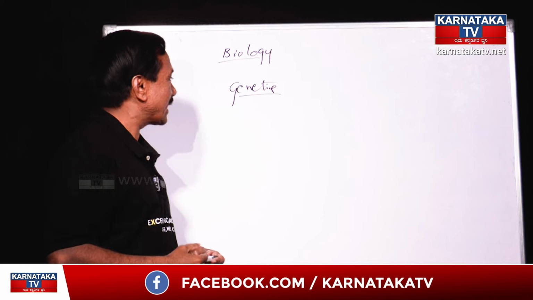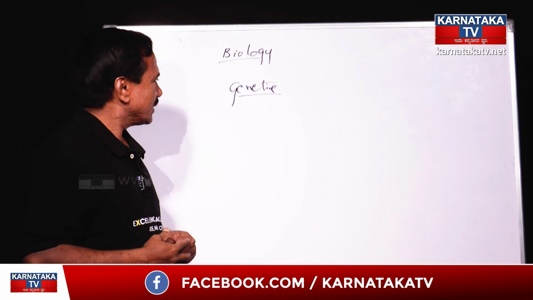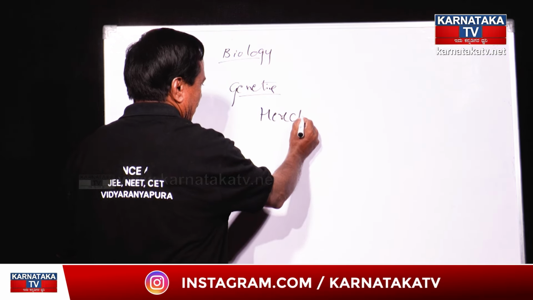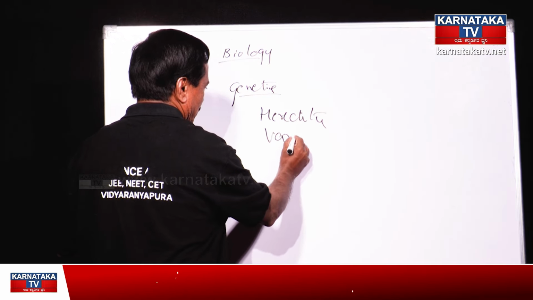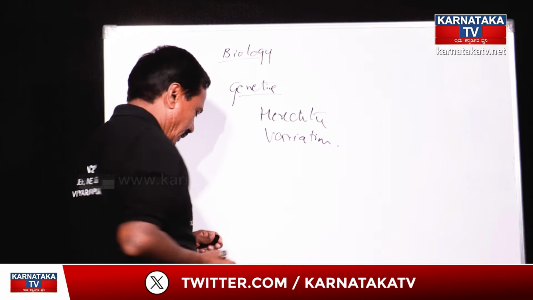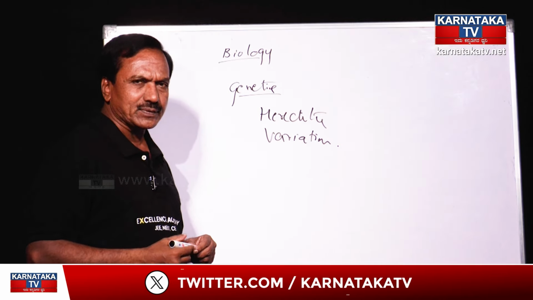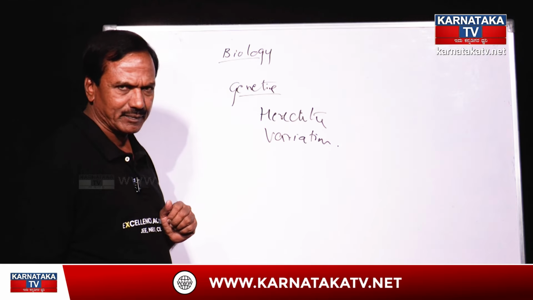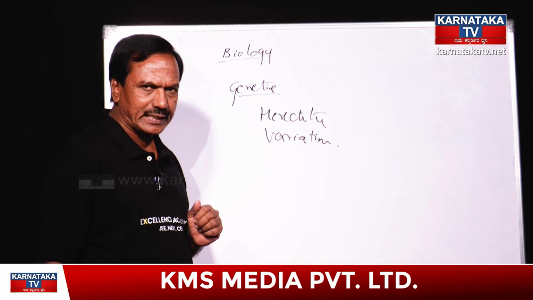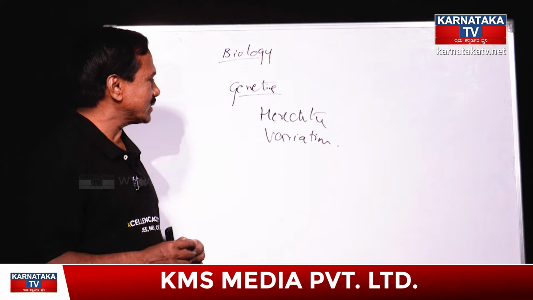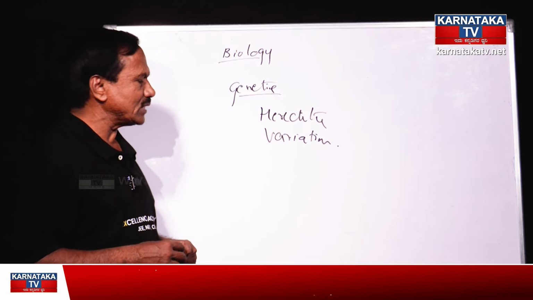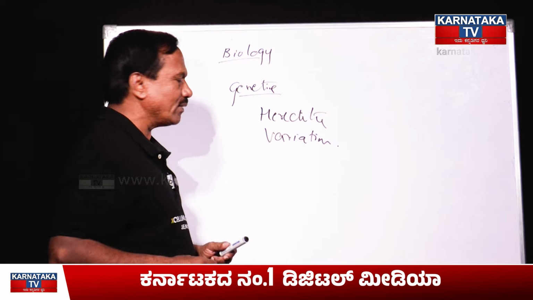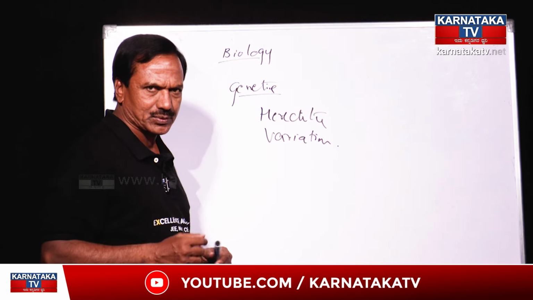Genetics is a branch of biology. It deals with the study of heredity and variation. Heredity, the transferring of genetical characters from generation to generation, is called heredity. Variation is the difference between the parents and the children, or among the children of the same parents. So the study of both heredity and variation constitutes genetics.